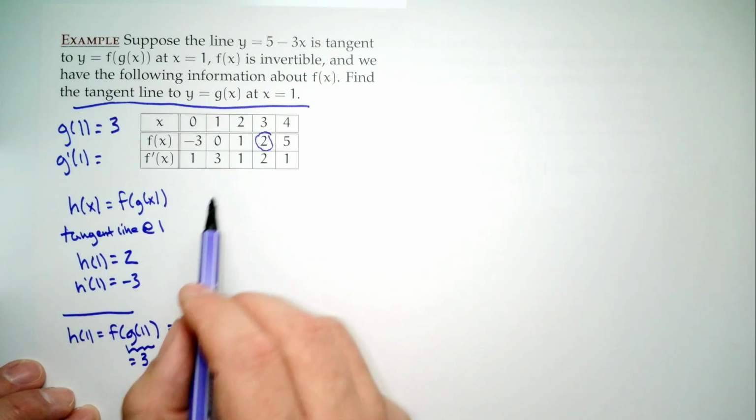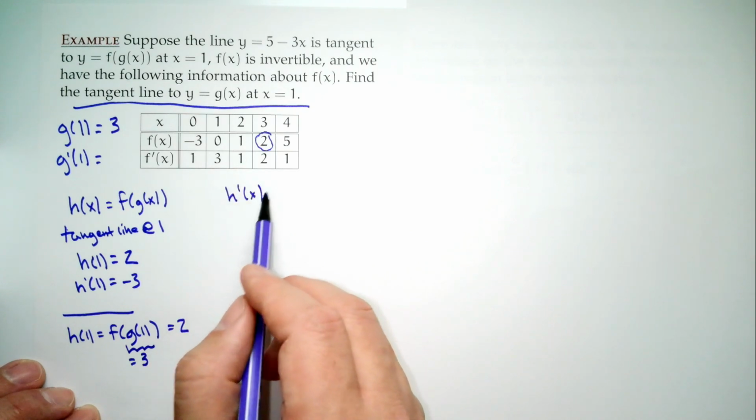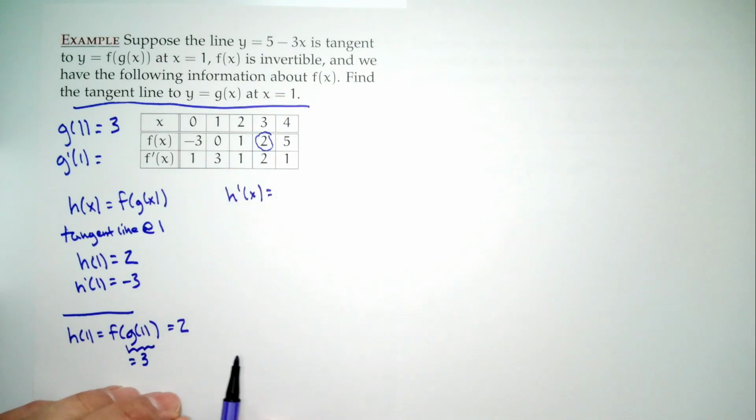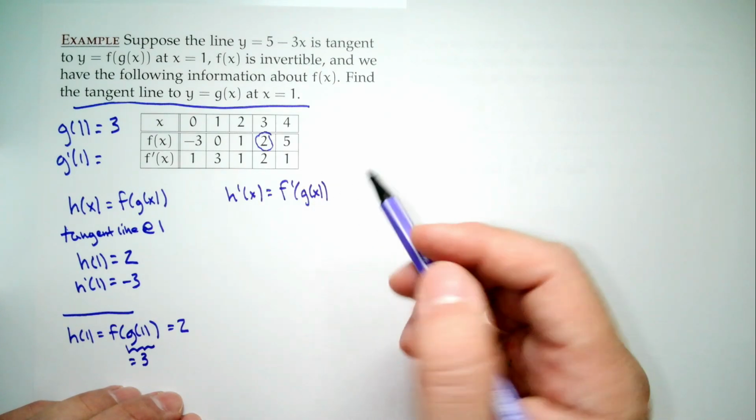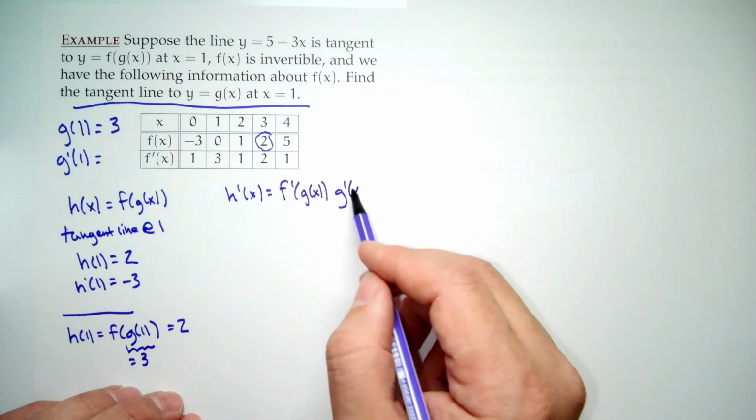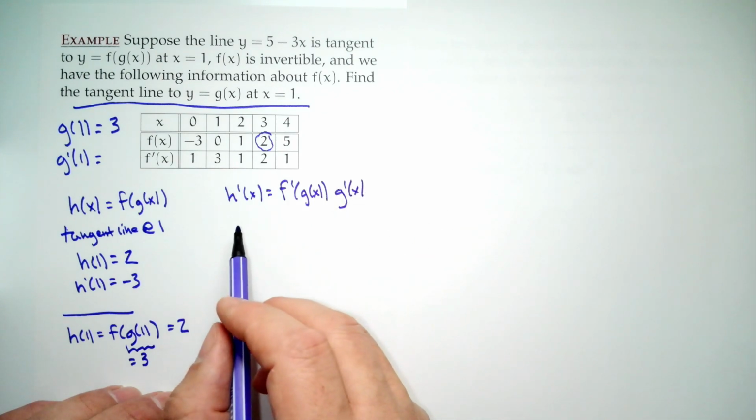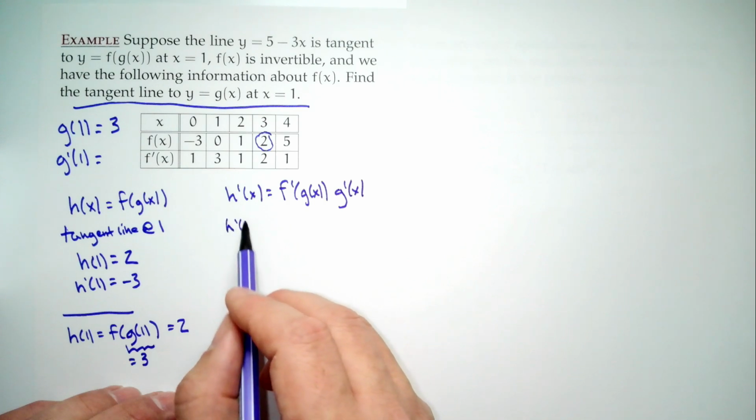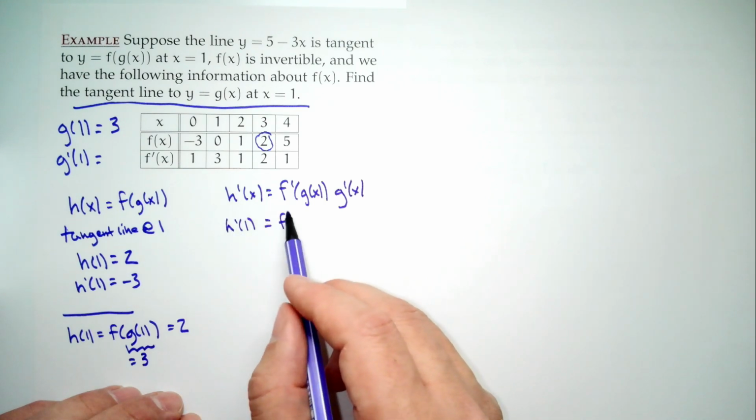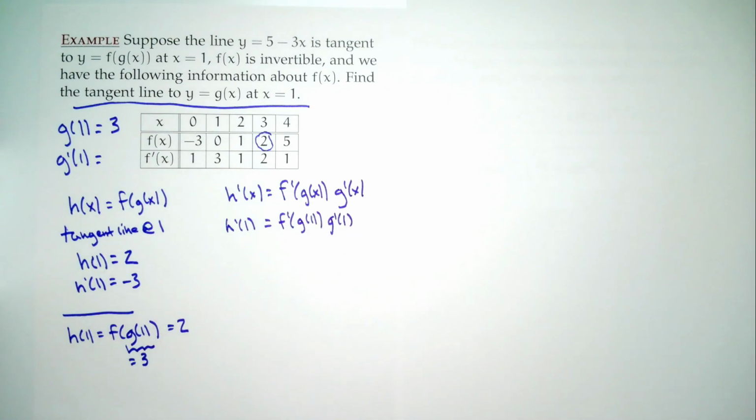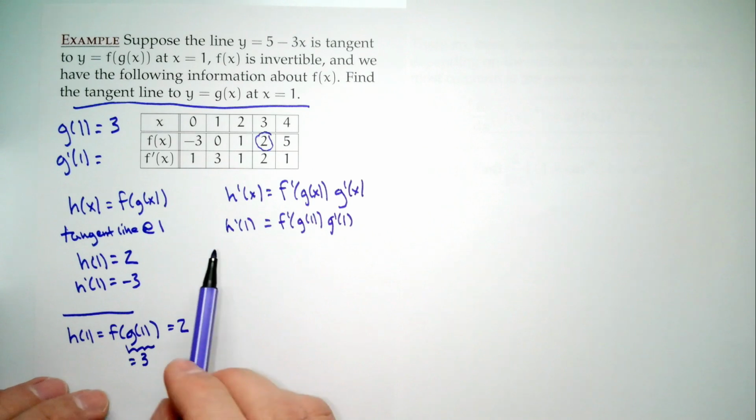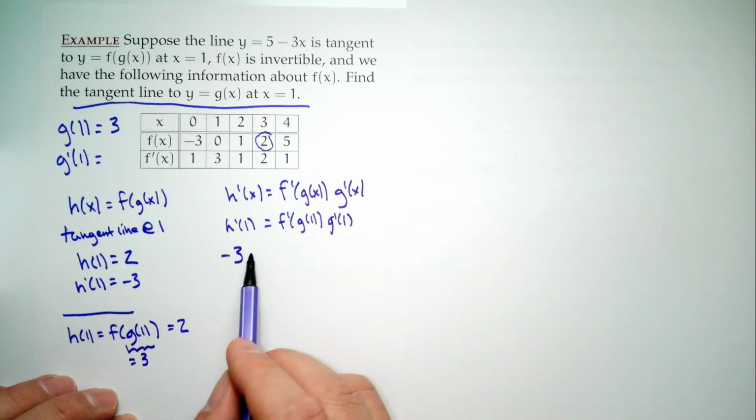So what is h prime of x? f prime of g of x times g prime of x. Now, we know h prime of 1 is equal to f prime of g of 1 times g prime of 1. And the reason we know that is we just took everywhere we saw an x and we put a 1. That's not too surprising. But we also know some things. h prime of 1 is negative 3.